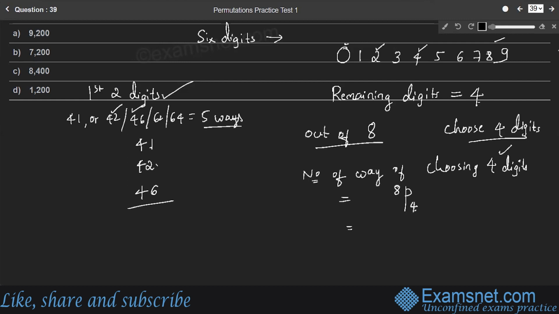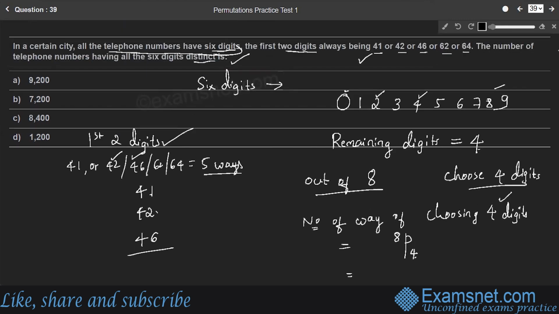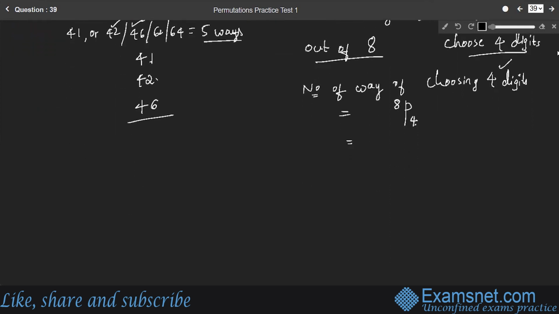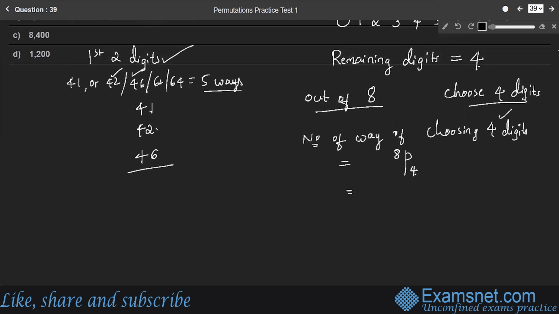Right? So come back to the question. Number of telephone numbers having all the 6 digits distinct. Distinct means no number should be repeated. In a 6-digit phone number, no number should be repeated. That is called distinct. So here there are 5 ways of writing the first 2 digits into 8P4 ways of writing the remaining 4 digits.